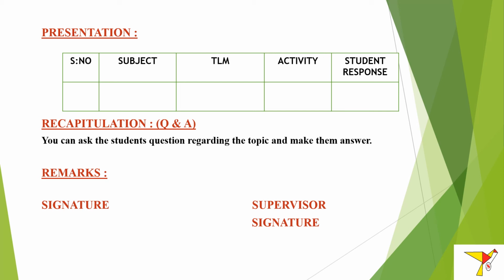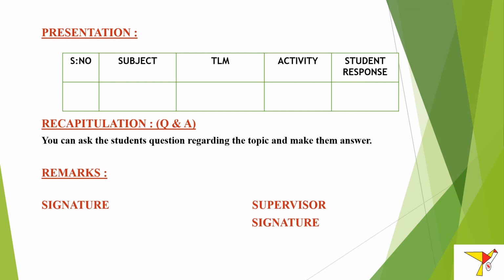Then comes the remark. If you are a trainee, then the head teacher or a supervisor will write a remark about your class. If you are a teacher by profession, then this category is used differently. Then comes your signature on the left side and the supervisor's signature on the right side. So this concludes a simple and clean format of a lesson plan.